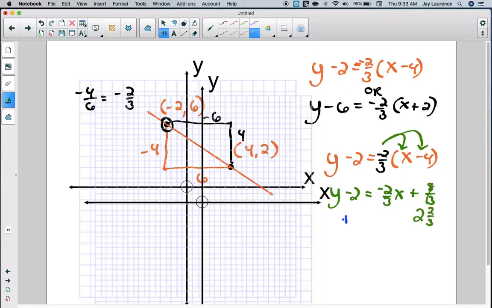Then I'm going to add this 2 over here. Why am I doing that? Because I want y to be alone. So now I will get y equals negative 2/3 x plus 4 and 2/3. And I like that for slope-intercept form because my y-intercept is at 4 and 2/3.